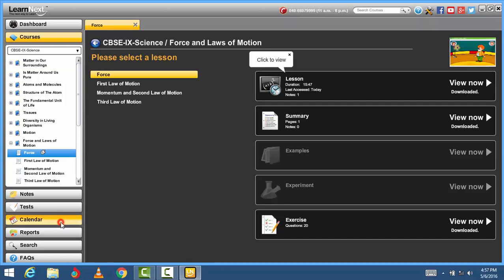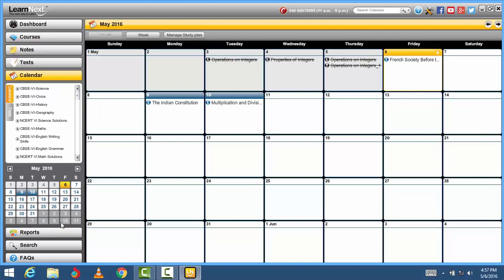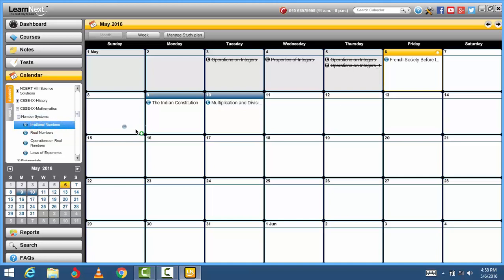Then there is a calendar. In this calendar, you may schedule any lesson or any test. You may prepare your own study plan. If you want to schedule a test, click test. Want to schedule a lesson, click lesson. Then choose the subject. For example, this is 9th standard maths. These are the chapters, number system, these are the lessons. This lesson, irrational numbers, just drag the lesson and drop at any date. We have scheduled this lesson for 11th of May. Similarly, we may schedule 1, 2, 3, 4, 5 lessons or tests for any particular date.